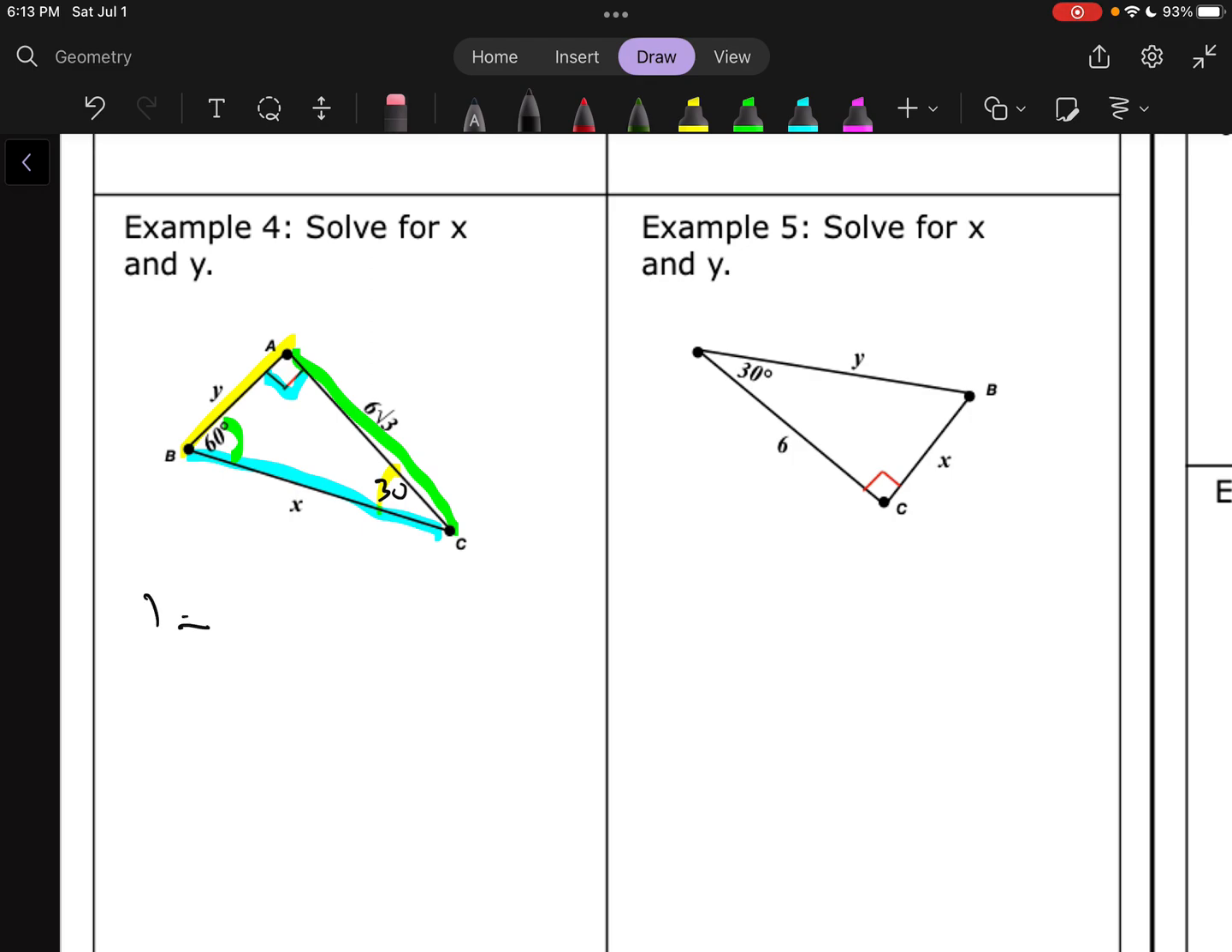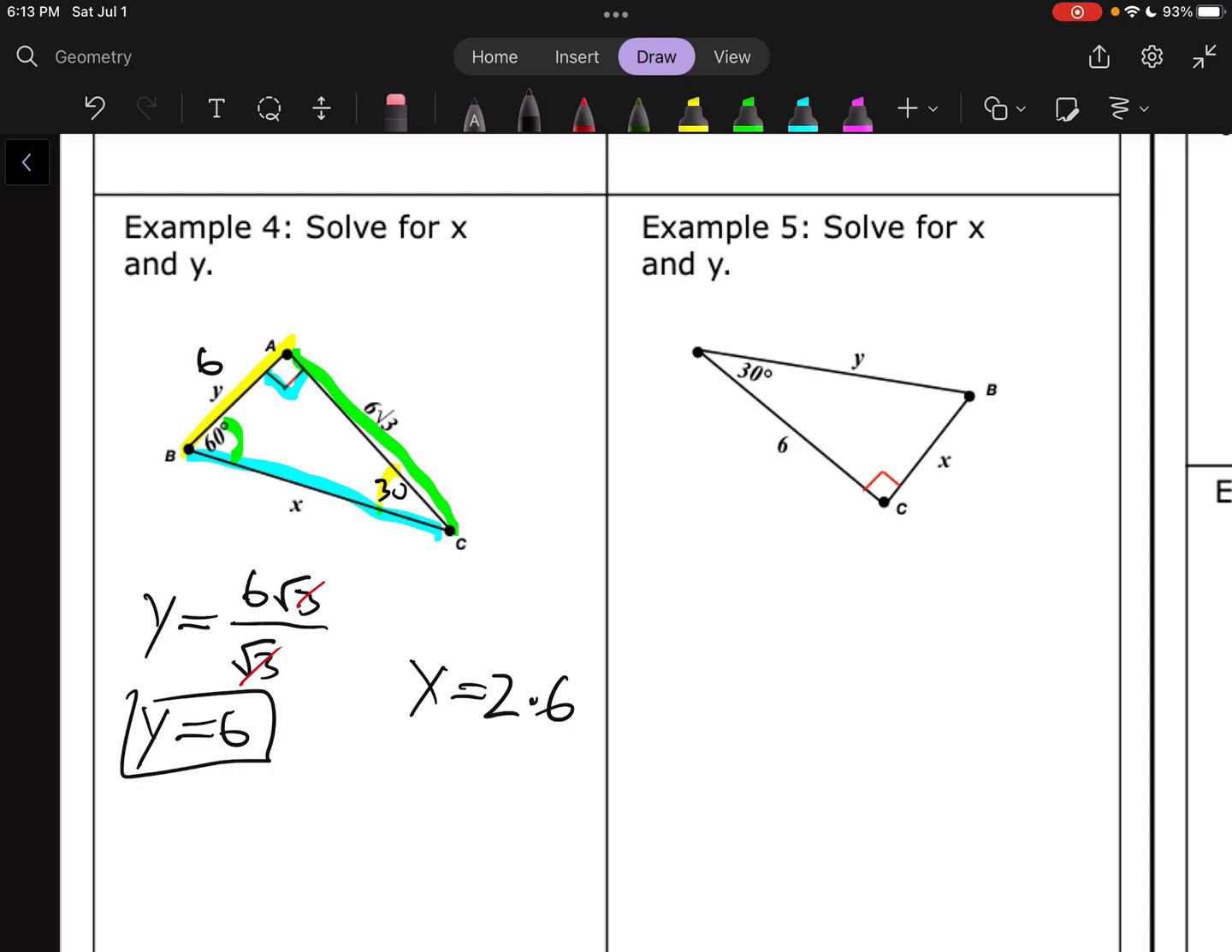Y is the short leg, and we know that to find the short leg from the long leg, we're supposed to do the long leg divided by root 3. So 6 root 3 divided by root 3, I can divide those radicals out of there, and I get 6 for the short leg. And then once I know what the short leg is, I can do 2 times the short leg to find the hypotenuse. 2 times 6 is 12. So that's a 6 root 3, 12. All right, now on this one, once again, we know what the long leg is first.